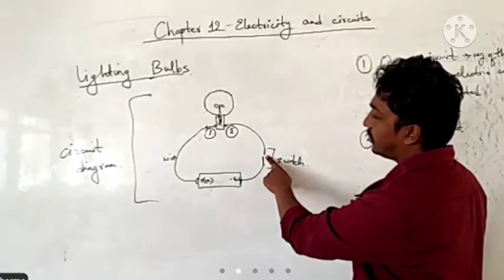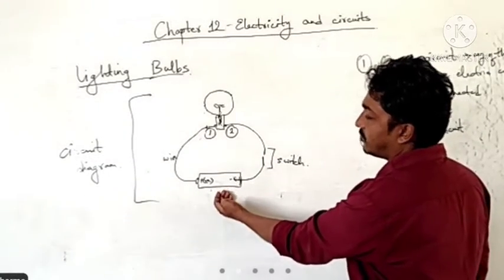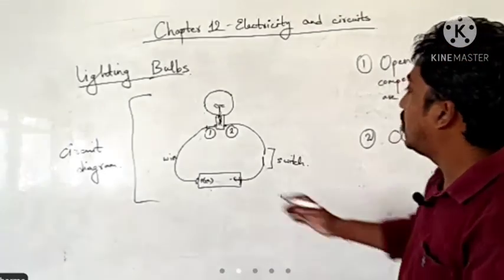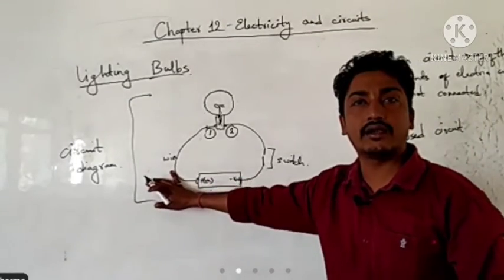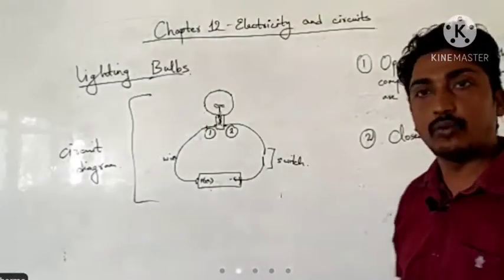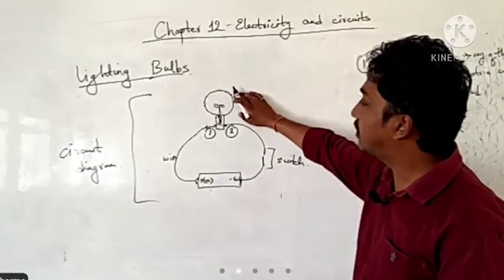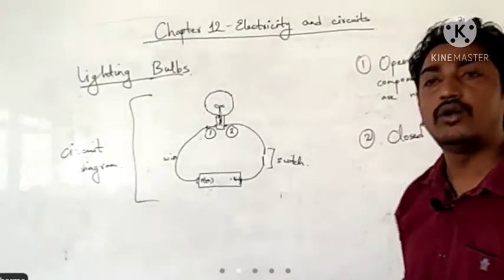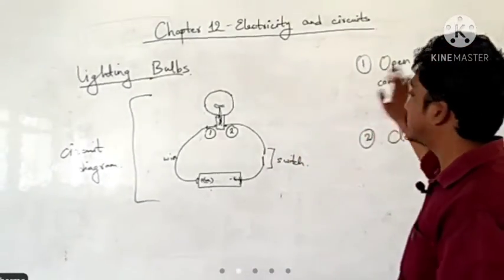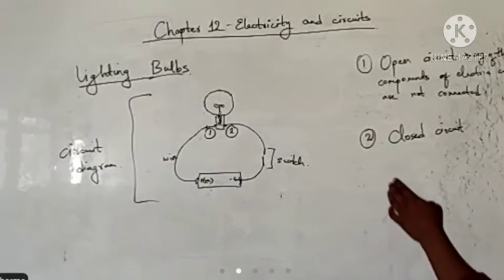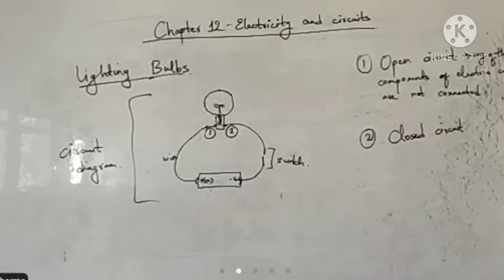Suppose this is open here, or if we have a defect in the battery, that also we can consider as an open circuit. Or if there is a defect in the wire, again we can consider it as an open circuit. Then if there is a defect in the bulb, it can be a defect in the bulb, battery or wire. Then we can say that it is an open circuit. So now let's talk about closed circuit.